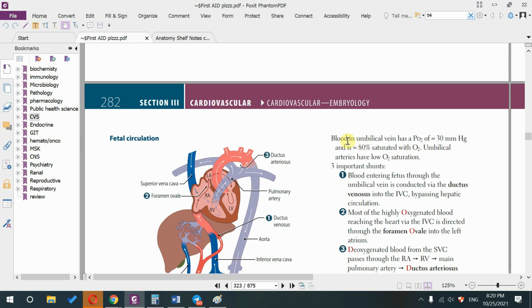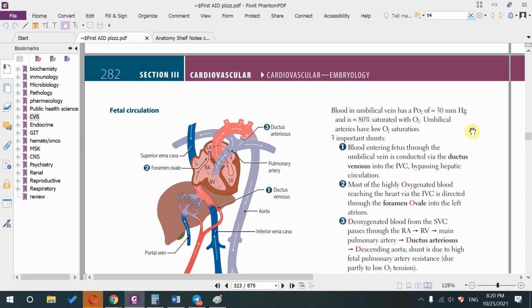So both umbilical veins have a PO2, which reflects how much oxygen there is in the blood, of 30 millimeters of mercury, and the saturation will be 80%. Guys, what is the normal saturation in our normal life as an adult? It's between 90% and 100%, but here it's only 80%. Well, that means that the baby is suffocating. No, not really. He's actually having a really good amount of oxygen.